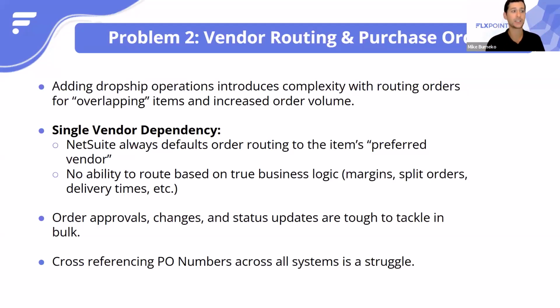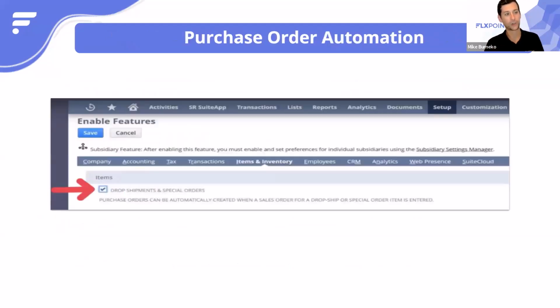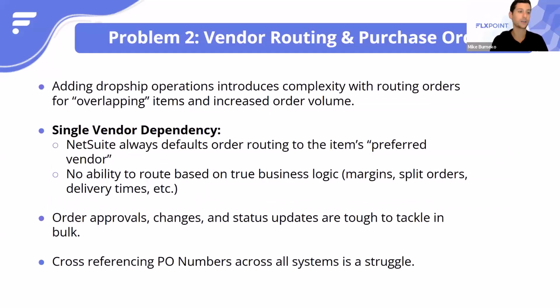But at the end of the day, NetSuite's only automation that they allow is on my screen here for creating purchase orders. And what you see here is just a feature you enable when you first want to start adding dropship to your NetSuite setup. But literally the only automation you can do from a sales order coming in from your e-commerce sales channel to cutting a purchase order in NetSuite is to set it based on the preferred vendor. So right there, that's limiting you in how we're routing these orders, right? So there's no ability to route based on your actual business logic.